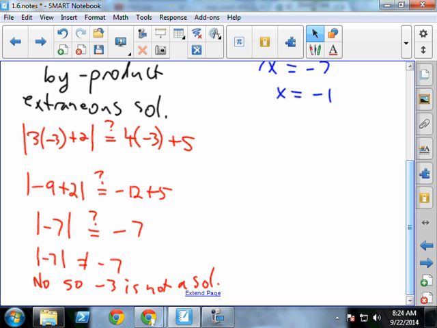Everybody all right so far? Well, we're almost done. Absolute value inequalities. We ready for that?